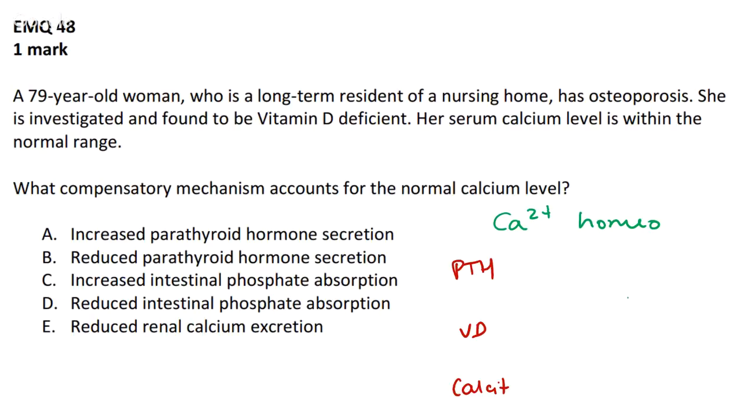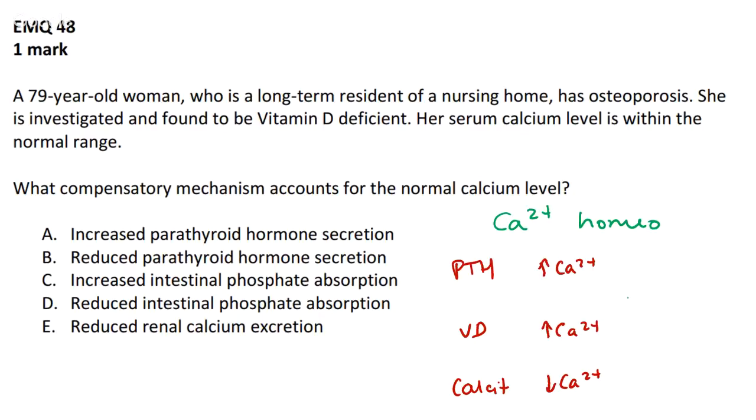So the way I remember is PTH and high, so this increases your calcium levels. Vitamin D is calcitriol, so tri and high again, so that increases your calcium. And calcitonin, so to and low, so that decreases your calcium.